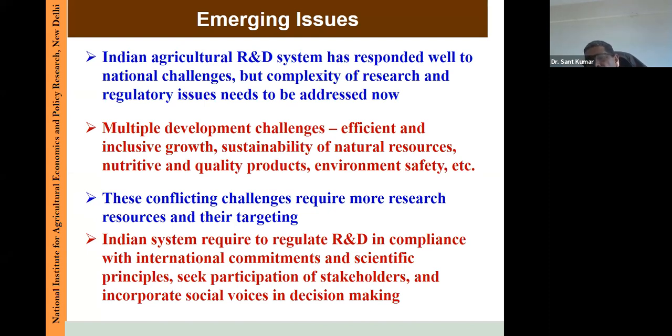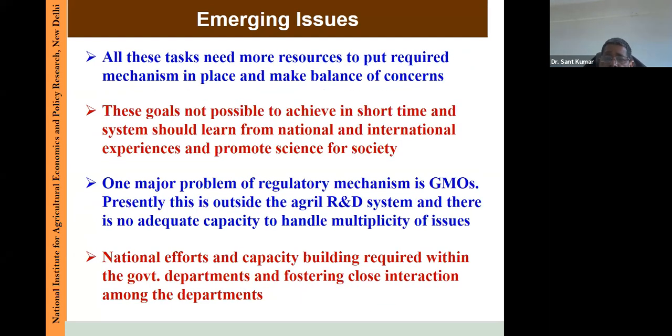So the Indian system is required to regulate R&D in compliance with the international commitments and scientific principles, seek participation of the stakeholders, and incorporate the social concerns in the decision making. So all these challenges, all these tasks need more resources to put the required mechanism in place and make a balance of the concerns. These goals are not possible to achieve in a short period of time. This requires long research policy support. So learn from the national and international experiences and promote science for the society.